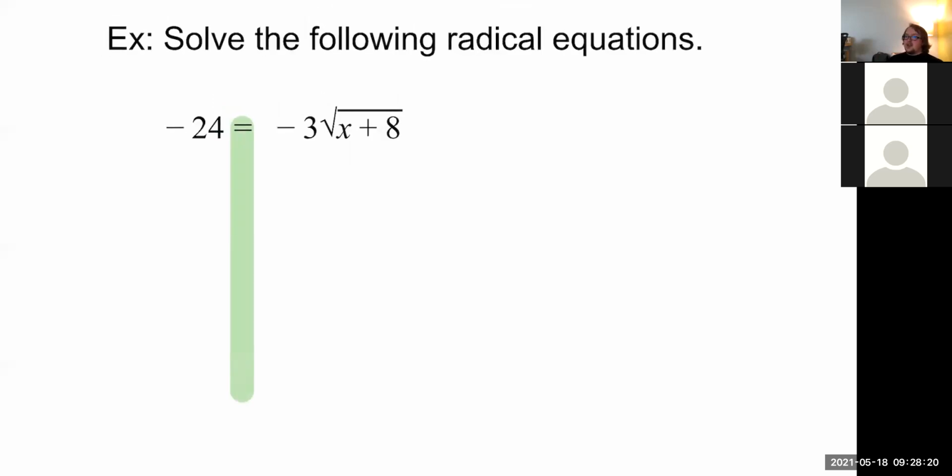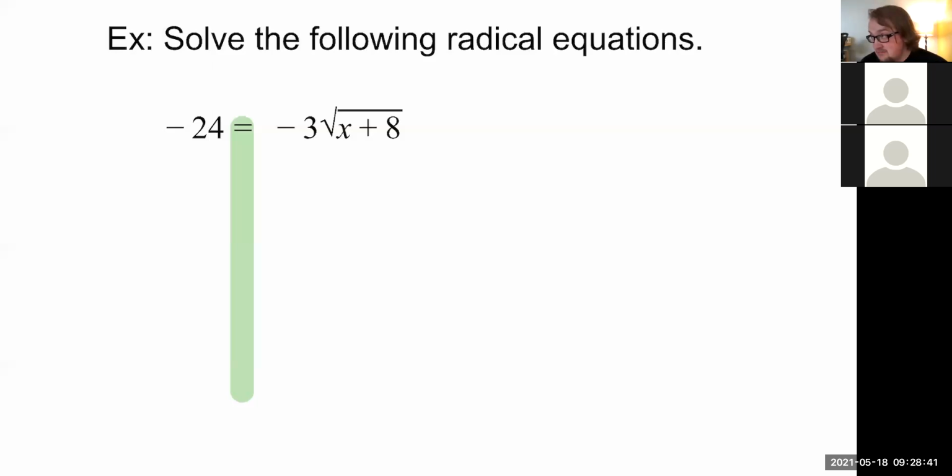So just to run through our process, is this a radical equation? Yes. How can you tell? The variable is inside the radical. Good. So our steps are going to apply here. Step one, isolate the radical. Is there anything that's not contained within the radical that should move?